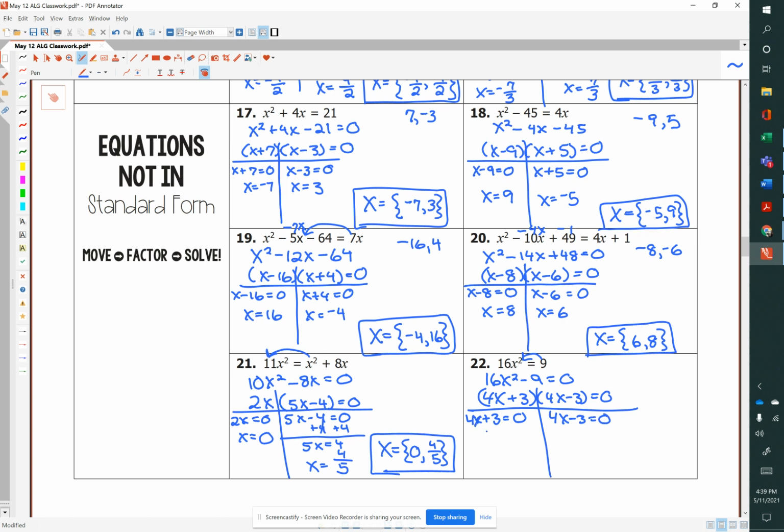So on the left side, we will subtract 3 from each side. 4x equals negative 3. Therefore, when we divide both sides by 4, x equals negative 3/4. And on the right side, we'll add 3 to both sides. So 4x equals a positive 3. When we divide both sides by 4, x equals a positive 3/4. Those are our two solutions. So x equals negative 3/4, positive 3/4. And our work is done.